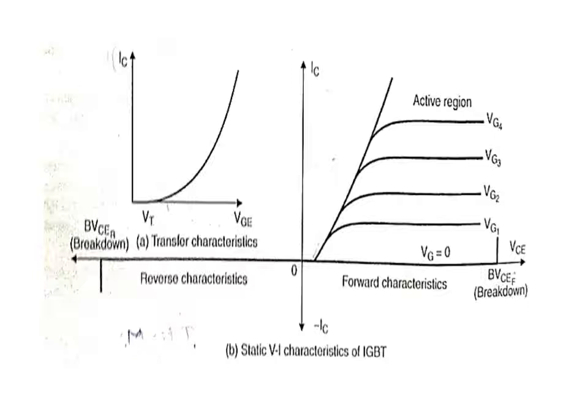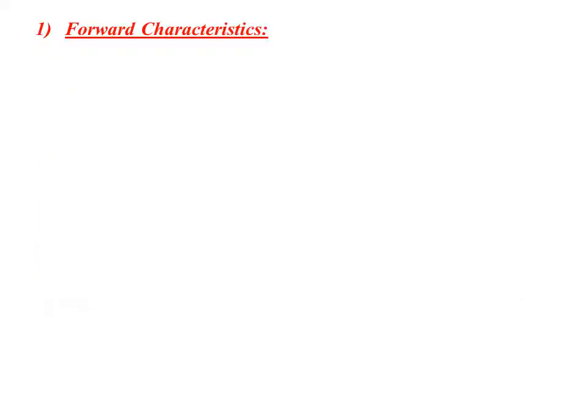Now this is the static VI characteristics of IGBT, with reverse characteristics and forward bias characteristics. So it is a combination of characteristics of MOSFET and BJT. The characteristics of IGBT can be studied in the following ways. First, forward characteristics.